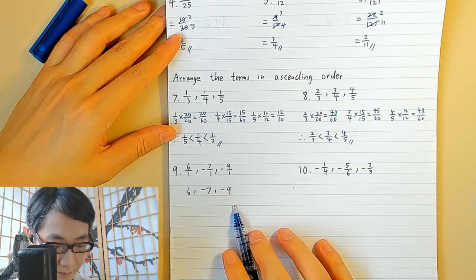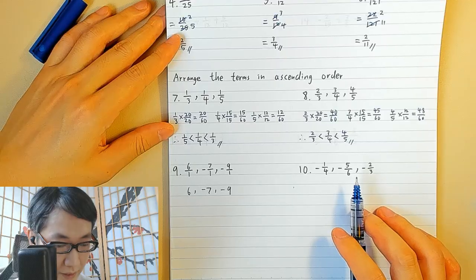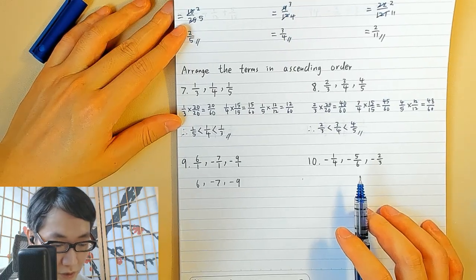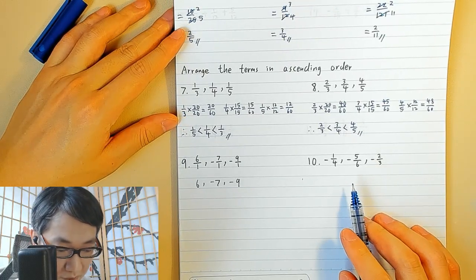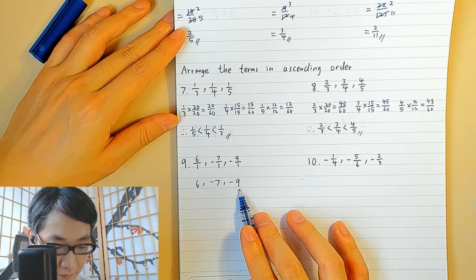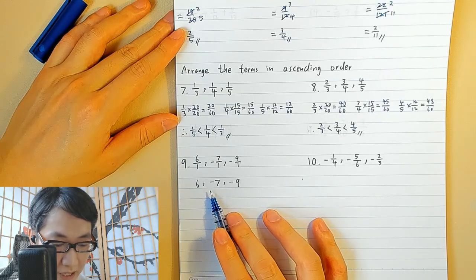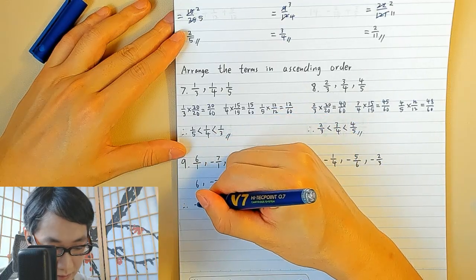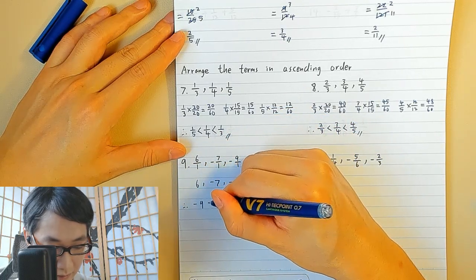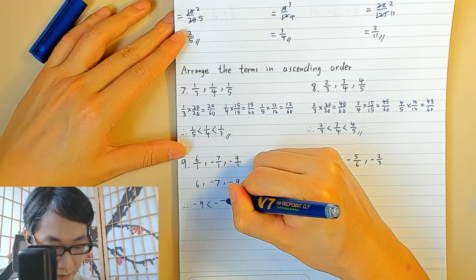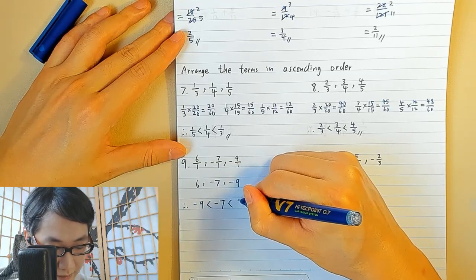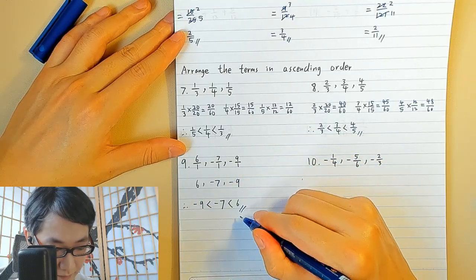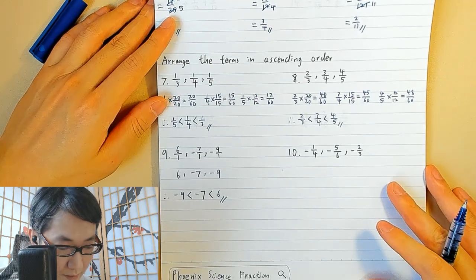And then we can arrange them in ascending order. The smallest one will be -9, followed by -7, and the largest number here is 6. So -9 is smaller than -7 is smaller than 6. Okay.